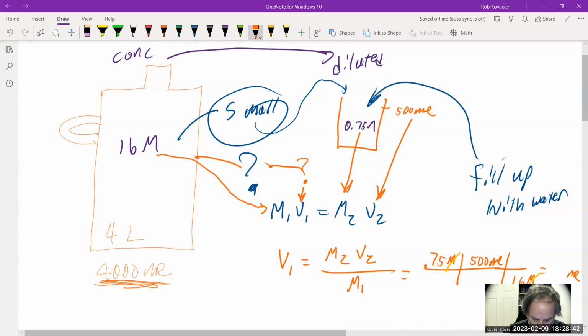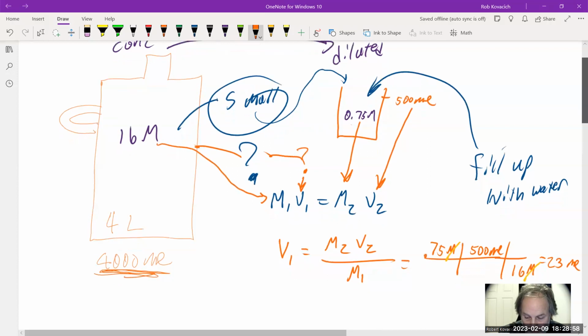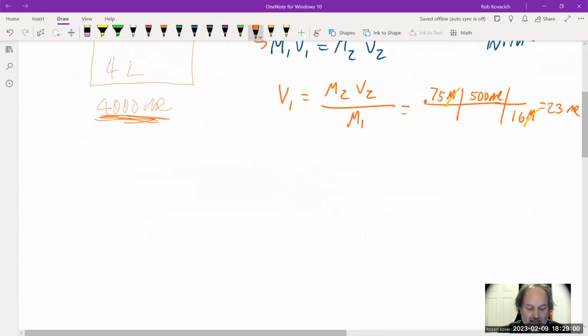So, oops, wrong one. So it's just 0.75 times 500 divided by 16. All right, and so that gives me, looks like 2 significant figures for this problem. And so then 23 would be my answer. All right, so that's part of the problem. The rest of the problem is explaining how to do it.